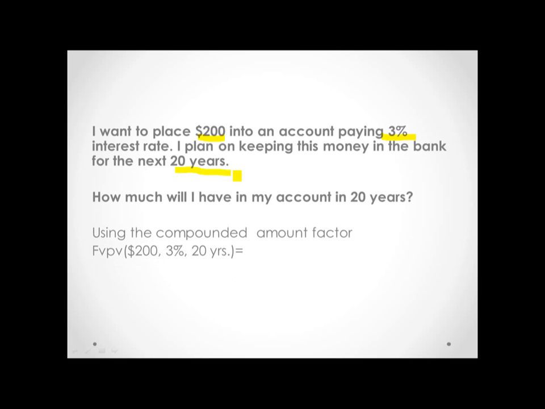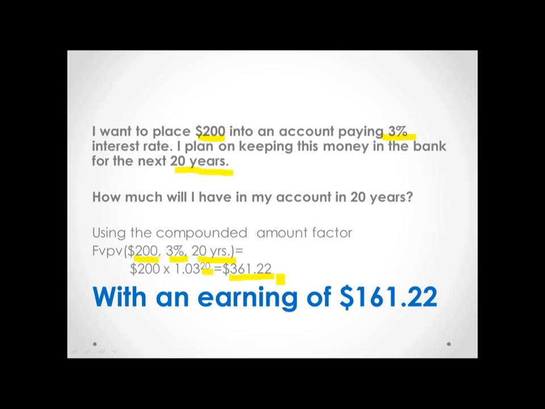So using the compounded amount factor, which is FV times PV. So I have $200, I have my 3%, and I have my 20 years. So I take my $200, my 3%, and remember here's the N. So I have 1.03 to the 20th power. And this is going to give me this amount of money, $361.22. So now I've just made with an earning of $161.